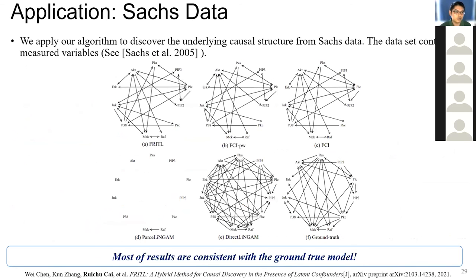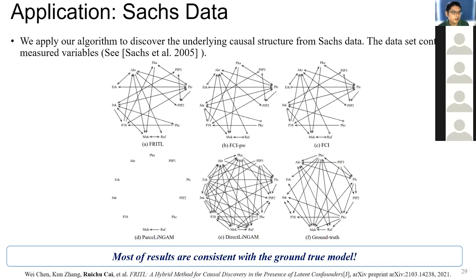We also applied our algorithms to discover the underlying causal structure from Sachs data. This data set is mainly about the protein concentration in single cells. The data set contains 9 measured variables. This one is the result returned by our algorithm. This one is the ground truth. We can see that our method can return most of the edges, but not the other algorithms.